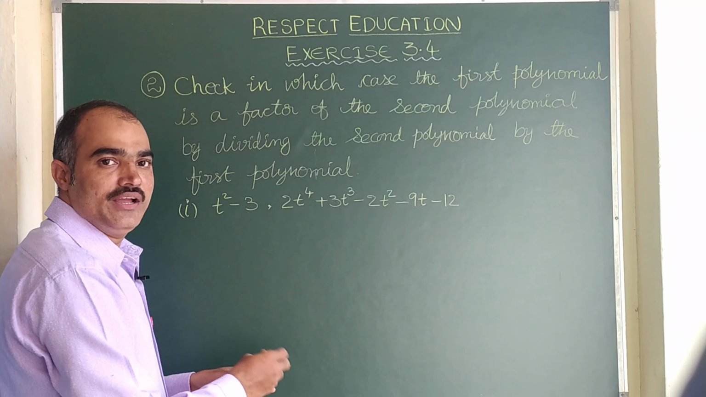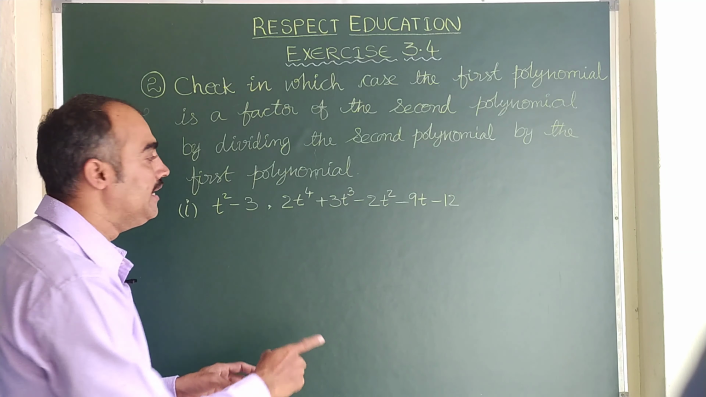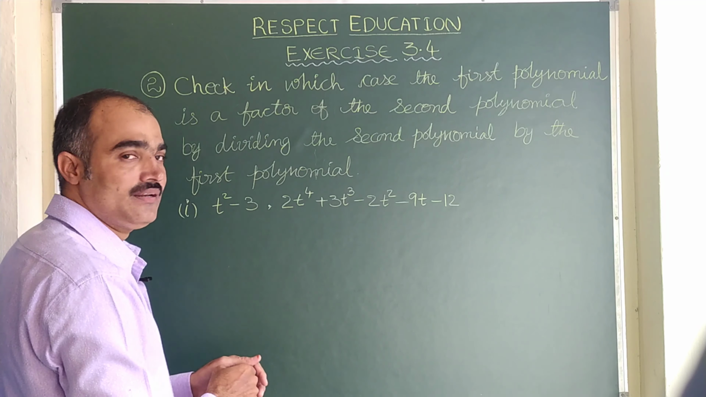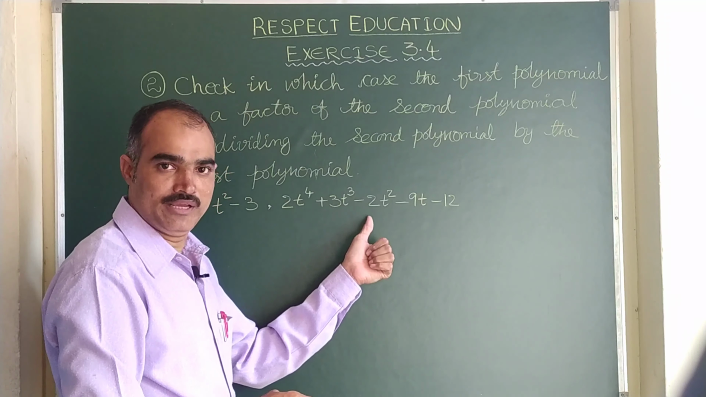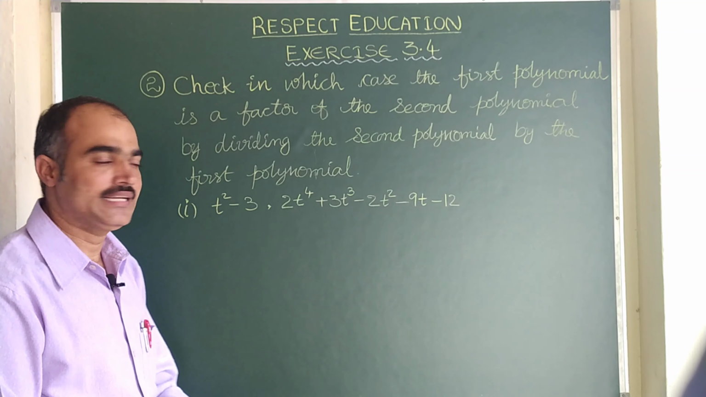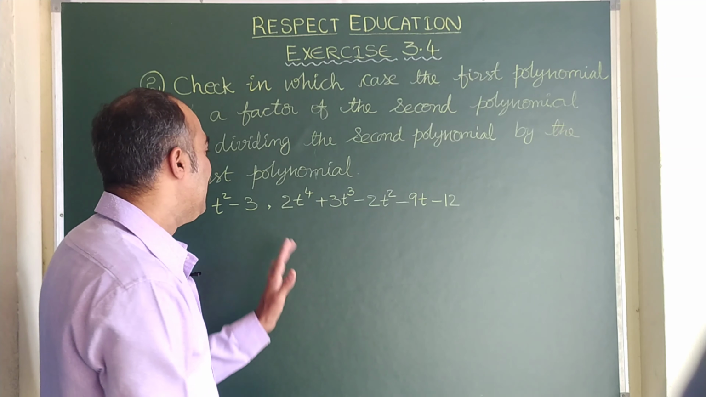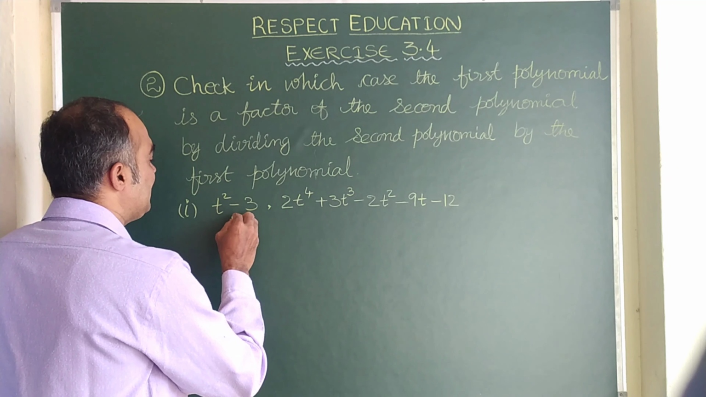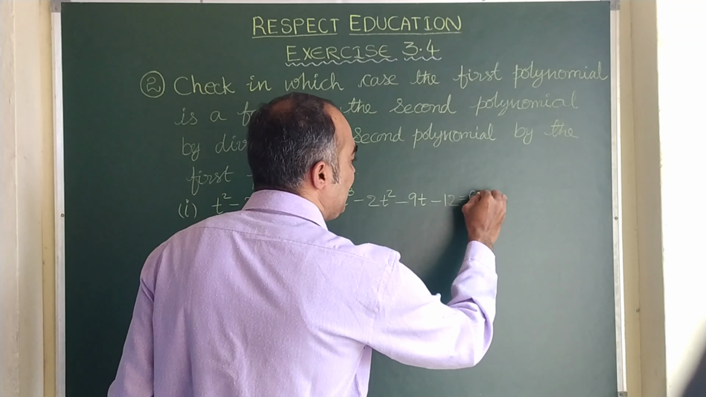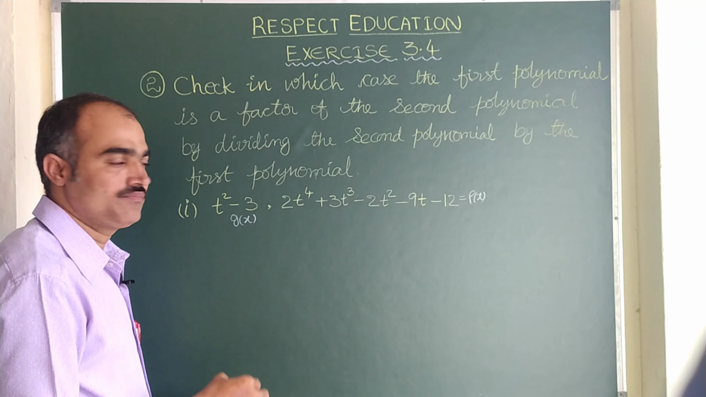We need to check whether this first polynomial is a factor of the second one or not. How to check? Divide the second polynomial by the first polynomial. When will it be a factor? On dividing the second polynomial by the first polynomial, if we get the remainder as 0, then we can say this first polynomial is a factor of the second one, right? So here let us take the first polynomial as g of x, the second polynomial as p of x. Now we divide p of x by g of x, right?